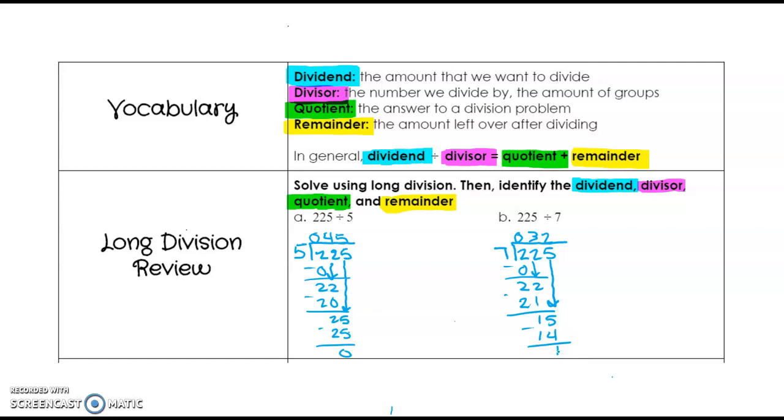The way we're going to write this, though, is a little bit different. Instead of writing 32 remainder 1, we can also write it as 32 plus 1 over 7. I got this because the remainder is 1 and our divisor is 7. So whenever we have a remainder, we can write it as remainder over divisor.